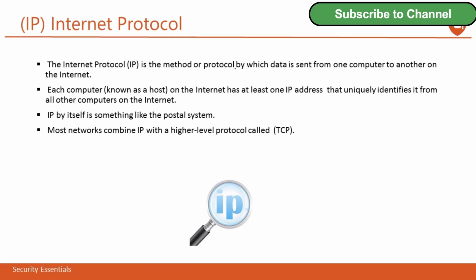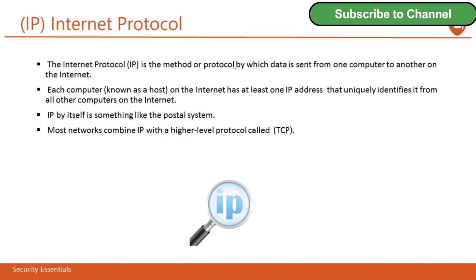The Internet Protocol is a method or protocol by which data is sent from one computer to another on the internet. Whenever we're on the internet, we have an IP address. Without an IP address, we cannot communicate. So whenever we are connected with the internet, we are communicating through IP addresses. Each computer, known as a host on the internet, has at least one IP address that uniquely identifies it from all other computers on the internet.